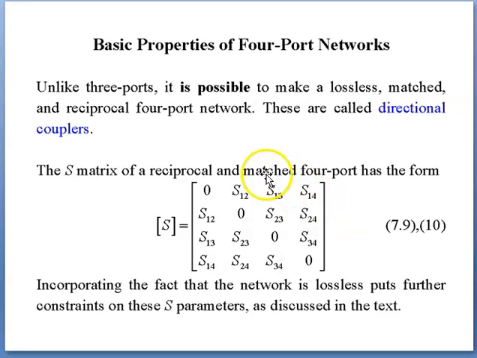Okay, what does it mean by matched? Meaning that your S11, S22, S33 and S44 are equal to 0. Reciprocal meaning that your S12 is equal to S21, S13 is equal to S31, S14 is equal to S41, S23 is equal to S32, S24 is equal to S42, S34 is equal to S43. Now, incorporating the fact that the network is lossless puts further constraints on these S parameters.